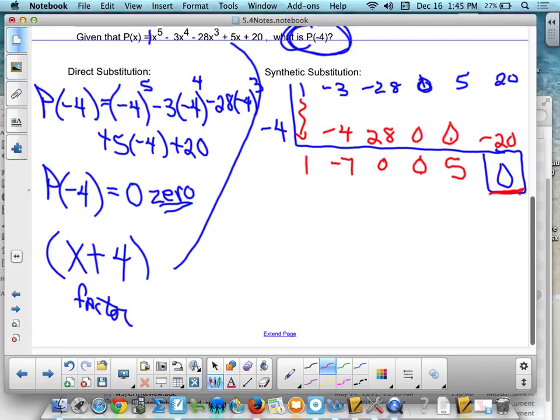Compared to this, first I had to write it out, then I had to type it in, and when I typed it in, it took a while. This is quick. Now, I gotta ask you a question.